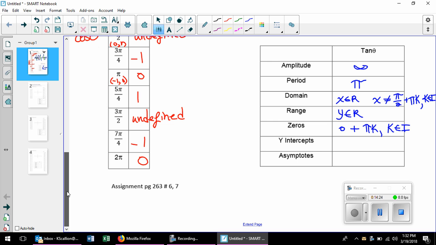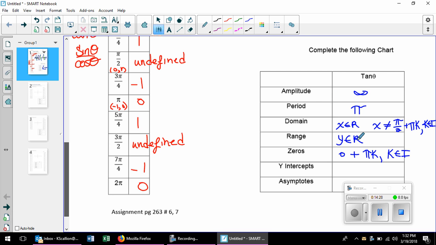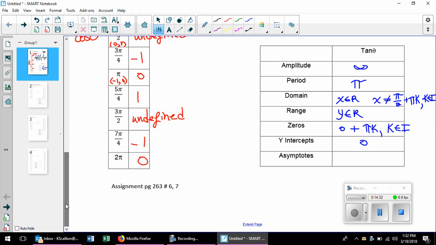Y-intercept, there's only one. Where is it? 0. Asymptotes. Asymptotes is going to be a general statement, and guess what? You've already done it. It's the exclusion in the domain. So you know that your asymptotes actually occur every pi over 2, and then you're going to add a period to them.